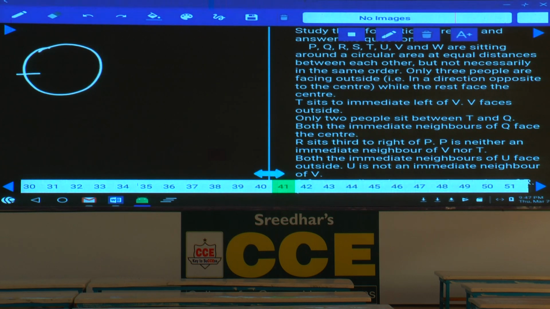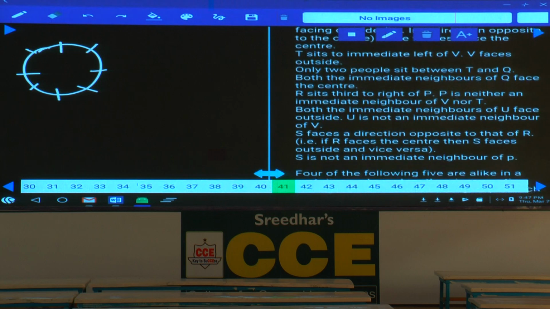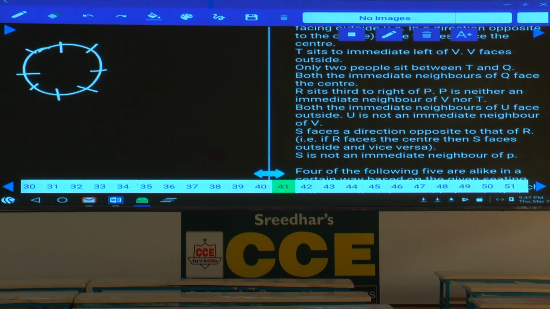Hence 8 persons, 1, 2, 3, 4, 5, 6, 7, 8. Then condition number 1, T sits to the immediate left of V. In these types of questions wherein some persons face inward and some face outward, the first thing we need to identify is whether any person facing the center or away from the center is given or not. From there, we are supposed to start these types of questions.